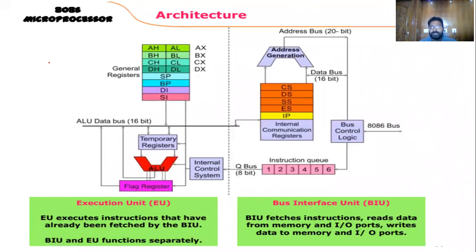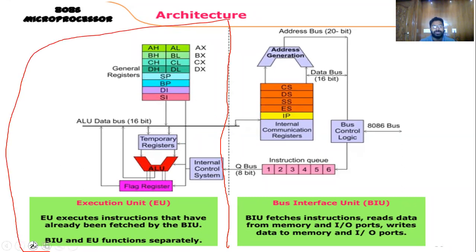For simplicity, I will redraw this into the execution unit as well as the bus interface unit. Now coming to the execution unit, what does this execution unit do? I will divide it like this. This one is the execution unit. Suppose I redraw this.